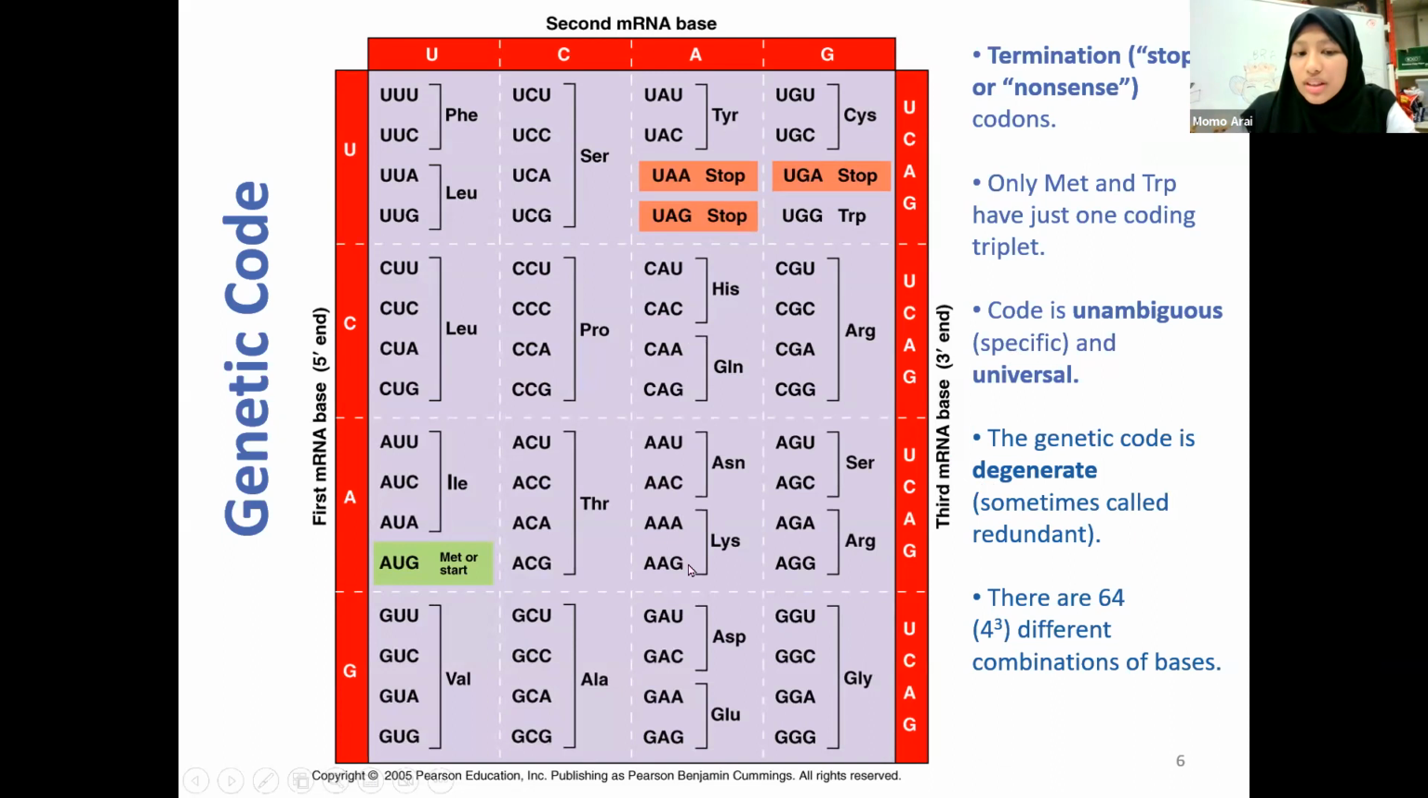Now, the number of combinations we have of these bases is 64. Why? Because we have 4 bases in our bodies.